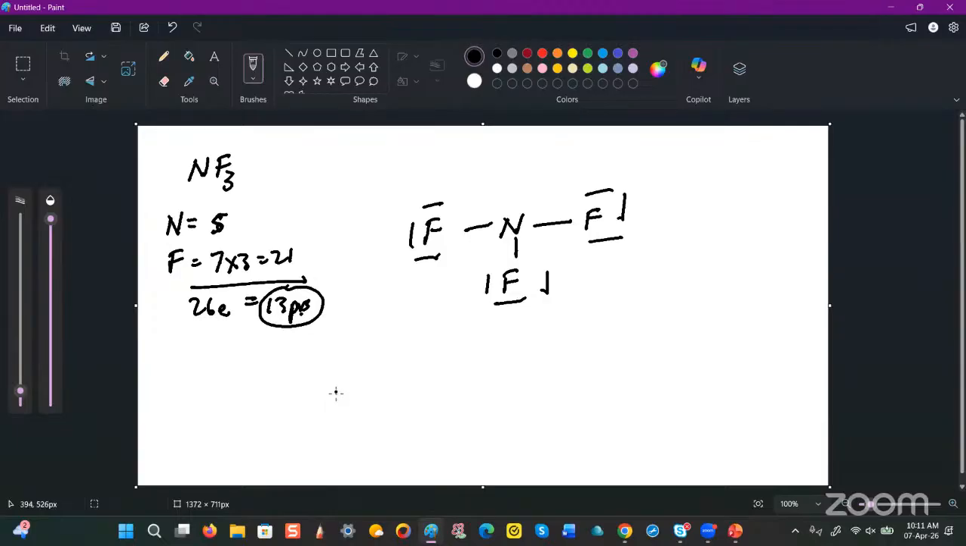So the question is, where does the 13th pair go? And the answer is, it goes right there. And that would be the Lewis structure of nitrogen trifluoride. That's how you do that. All right? Any question about this one? Any question? Questions? Okay, so let's look at the next example.